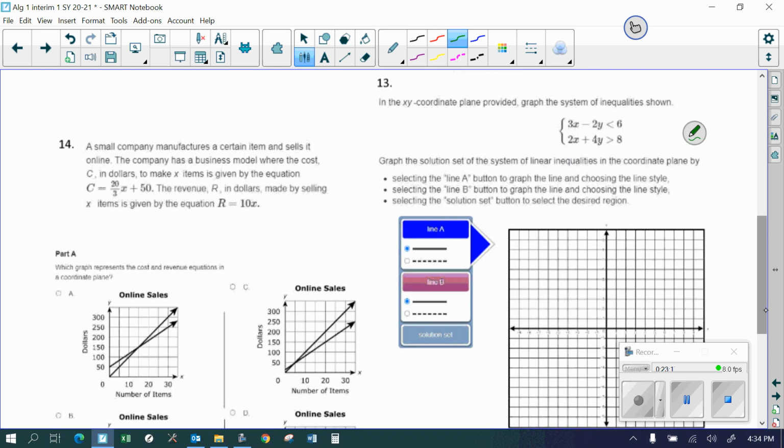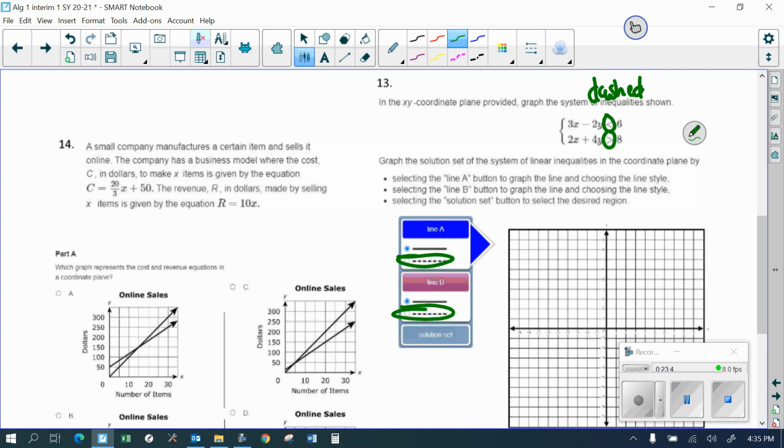Now we're graphing inequalities. System of inequalities here. Again, standard form, I'm going to use the x and y intercepts to get my lines. Now what I have to remember is those are both dotted, or dashed, because there's no equal sign at the bottom. So both are dashed. I'm going to be picking the dash on both lines.